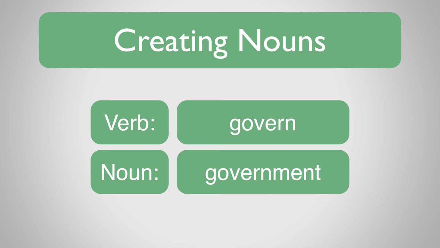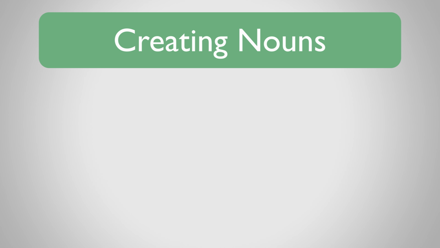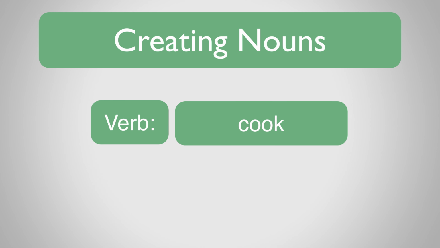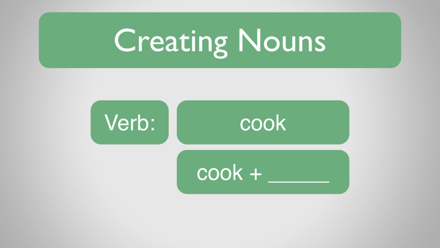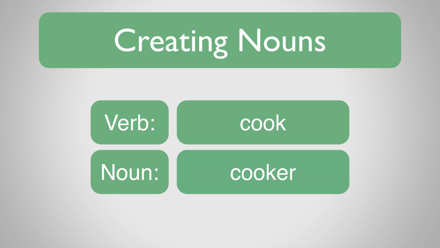Here's another example. Here's the root word cook, and again it's a verb, to cook some food. We can add a suffix to this word to create a noun, that is, someone or something that is doing the cooking. So we could say the cooker is doing the cooking. So the suffix er, when added to the verb cook, creates a new word that's a noun.